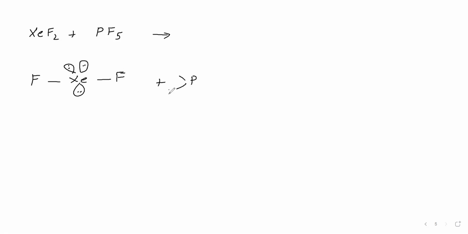Next, xenon fluoride XeF2 we will take, then phosphorus pentafluoride PF5. Here, what reaction takes place, we will see. Xenon difluoride structure we will write. Xenon difluoride is linear like this. PF5 we will take.